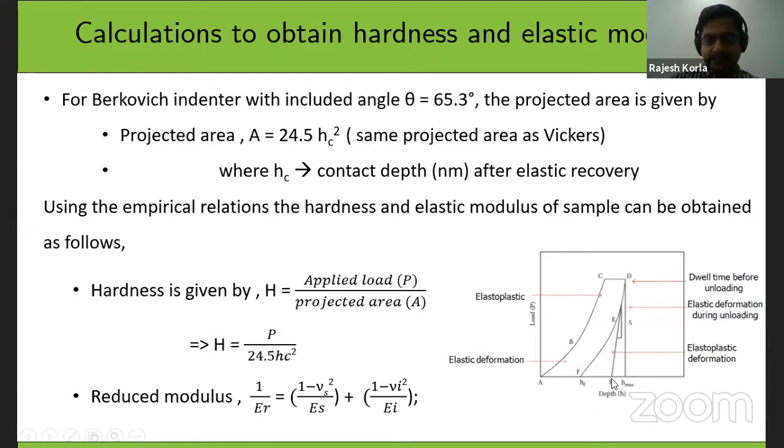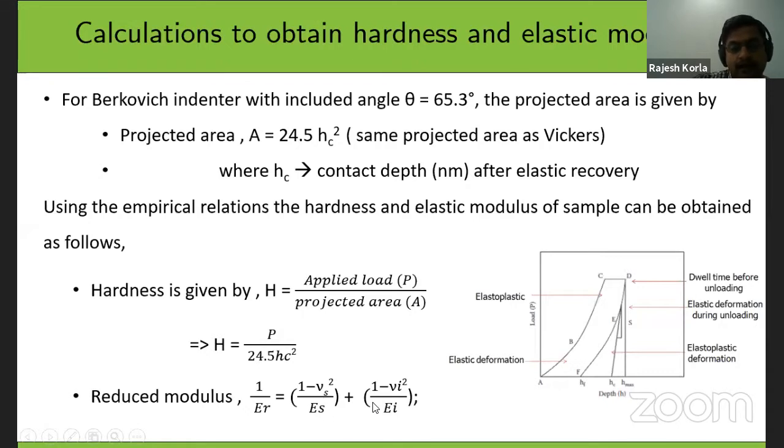We can calculate hc from the machine. Once you put hc into the area function A, you get the projected area. Once you get the projected area, apply the load to the projected area, and basically you get the hardness, right? And from the slope of the initial part of the unloading curve, we can get the reduced modulus.